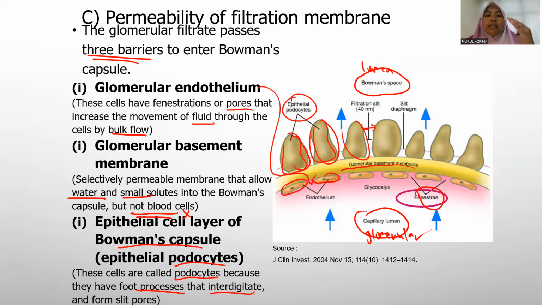So these are the three factors of permeability of the filtration membrane that contribute to the characteristics of the glomerular endothelium, the glomerular basement membrane, as well as the podocyte. Okay, right.